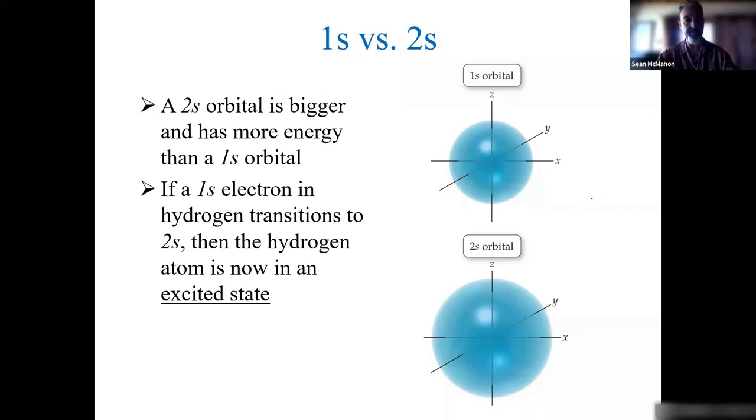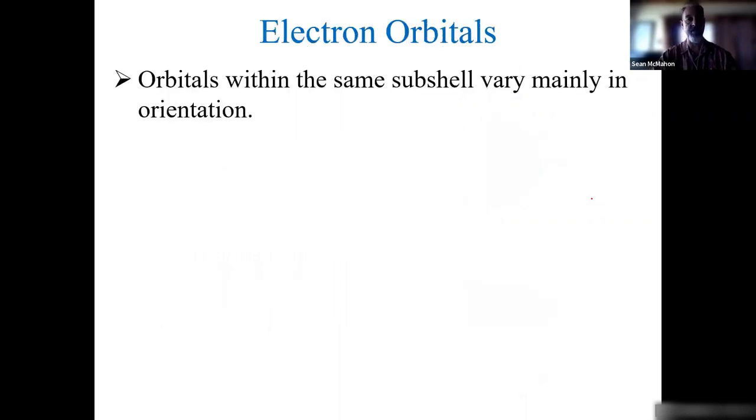Okay. If a 1s electron in a hydrogen transitions to a 2s, then the hydrogen is in what's referred to as an excited state. So we talked about how we can excite electrons with electricity, but then they can fall back down to where they belong, which is referred to as the ground state.